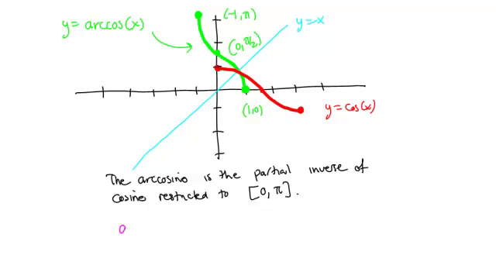Or said differently, the arccosine of x is the angle theta such that the cosine of theta is equal to x, and theta stays between 0 and pi. Notice that the domain is different for the cosine function than it was for the sine function, and that's just kind of a fact of the way those curves are shaped right here.